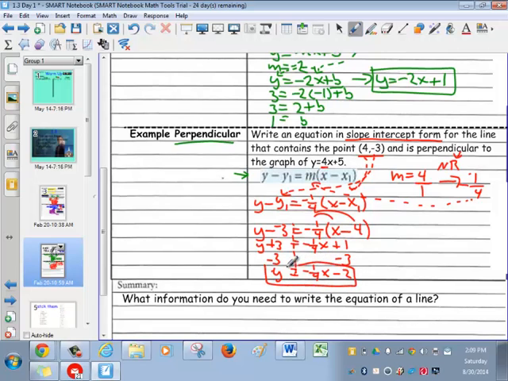So that is the last thing you need to know for this lesson, is how to find a perpendicular line to another line that goes through a specific point.